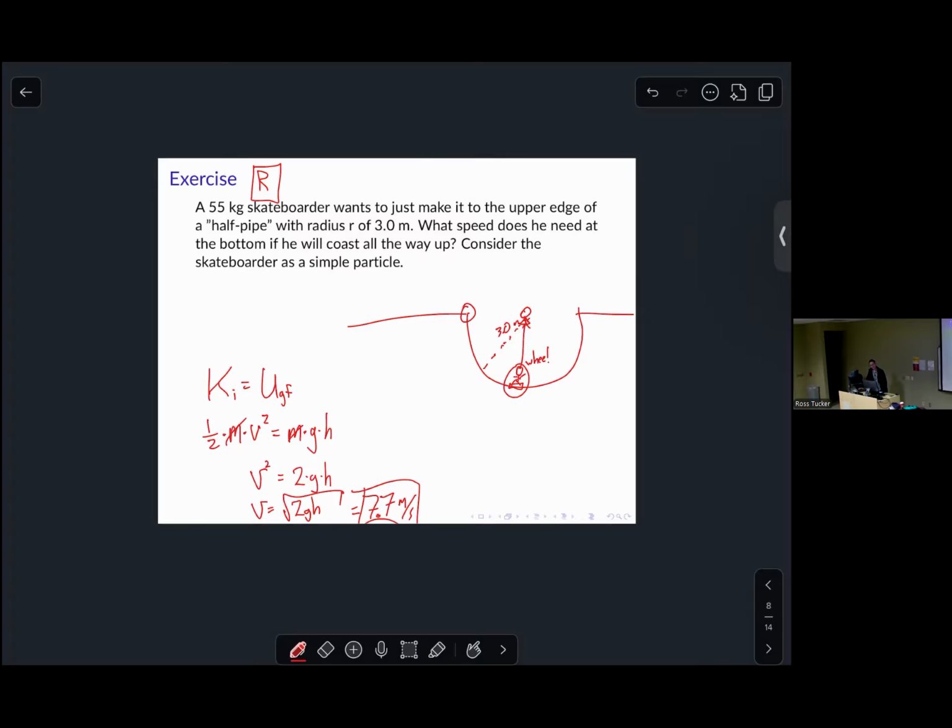Knowing what equation to use, there's only one. There's only one equation to use. Final equals initial plus work. What is UGF? U always stands for potential. G stands for gravitational. F stands for final. Final gravitational potential energy.